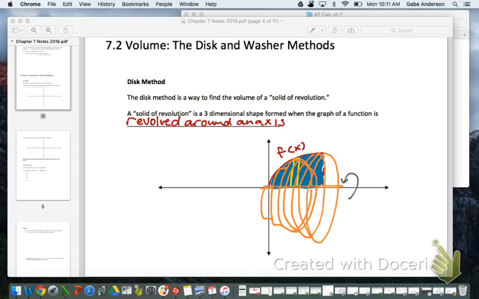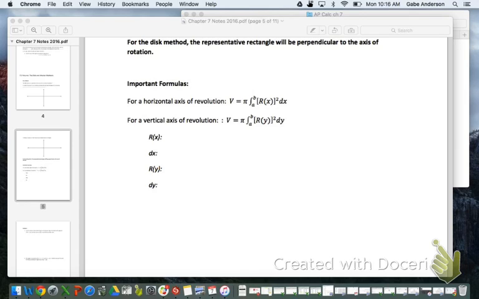But if you've been in class, we've worked with Play-Doh. We've also looked at a couple of demonstrations online about what these look like. So I think it's a useful thing to visualize what these shapes are. We'll be finding the volume of them here in just a little bit. Again, a reminder: you can see at the top of the page, for the disk method, the representative rectangle will be perpendicular to the axis of rotation.